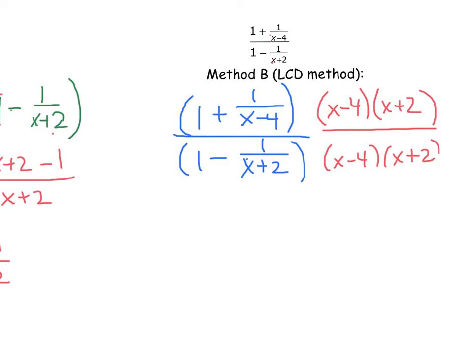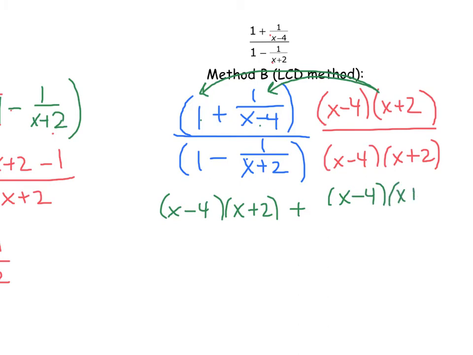And then we're going to have to distribute that multiplication into both parts of our fractions. So it's going to multiply the 1 in the numerator, which is just going to leave us with x minus 4 times x plus 2. And then it's going to multiply this fraction. So it's going to multiply in the numerator. We have a plus in between. X minus 4 times x plus 2. And the denominator of that is the x minus 4.